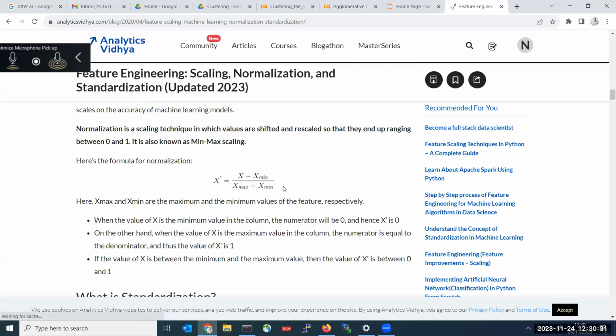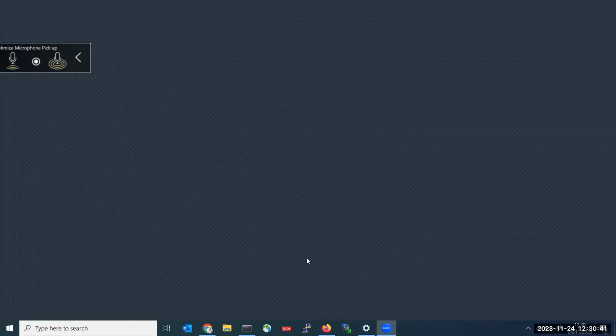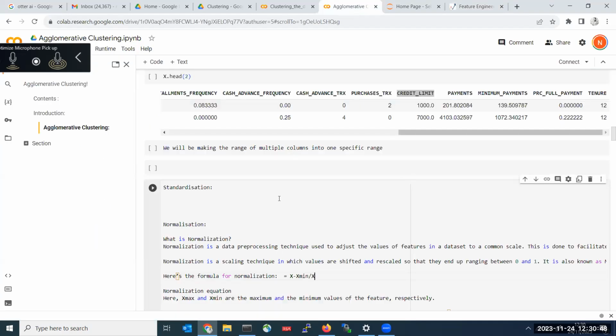x minus x minimum divided by x max minus x minimum. If you calculate this, each and every value will be calculated. Each and every value will be rescaled.